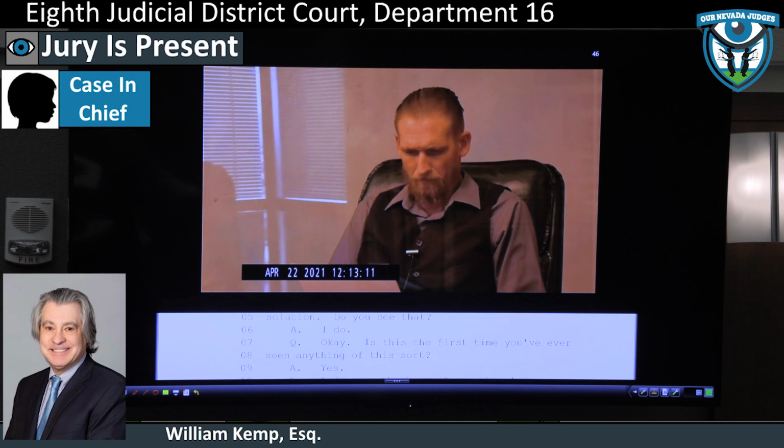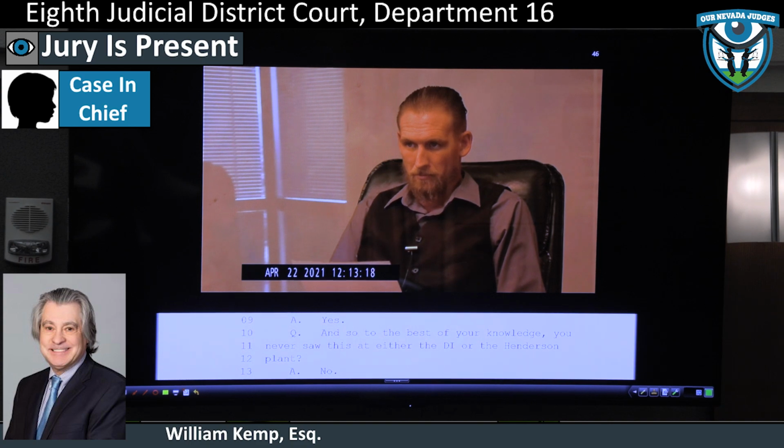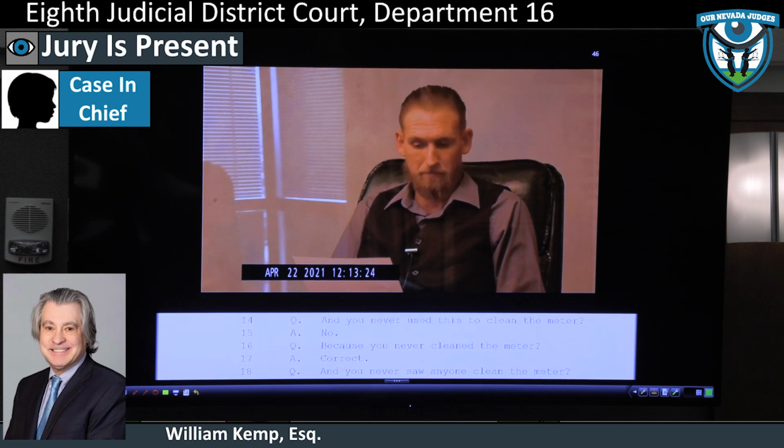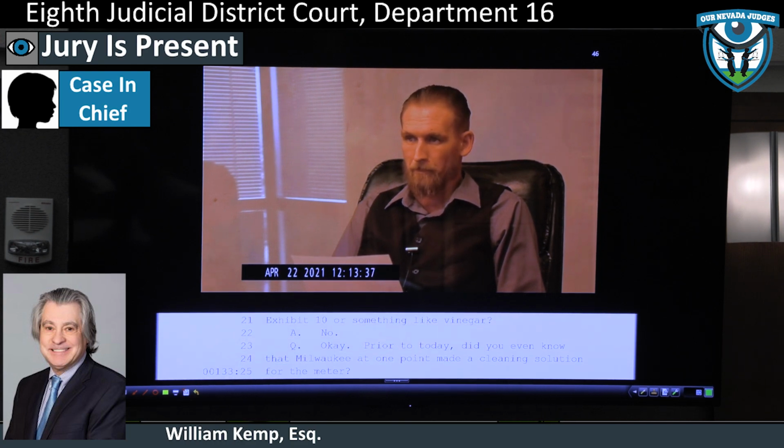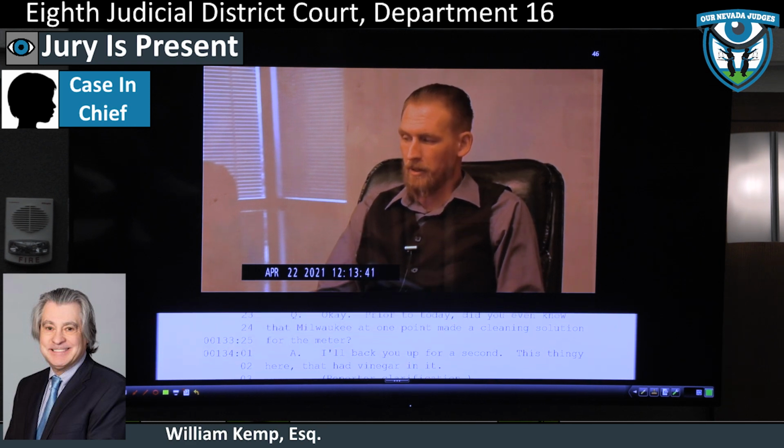Is this the first time you've ever seen anything of this sort? Yes. Okay. And so, to the best of your knowledge, you never saw this at either the DI or the Henderson one? No. And you never used this to clean the meter? No. Because you never cleaned the meter? Correct. Okay. And you never saw anyone clean the meter? No. Either with this stuff that's pictured in Exhibit 10 or something like that? No. Okay. And prior to today, did you even know that Milwaukee at one point made a cleaning solution for the meter?